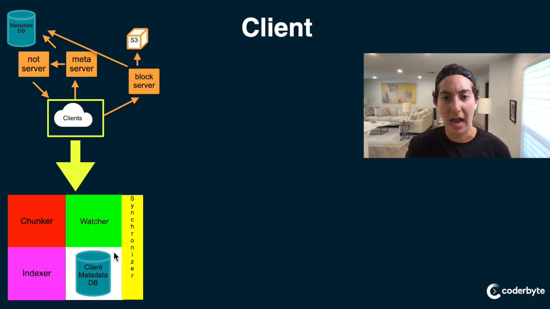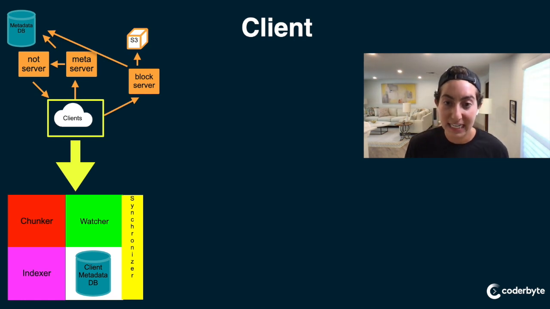So here is our client. And essentially, our client is, of course, also very complex. This is the thing that's running on your local machine for Dropbox. And there are a few different parts of it. There's the chunker, which is, briefly, the thing that chunks the files. There's the watcher, the thing that's watching your Dropbox folder and seeing if there are changes. There's the indexer, which is keeping track of what's being watched and the chunks.